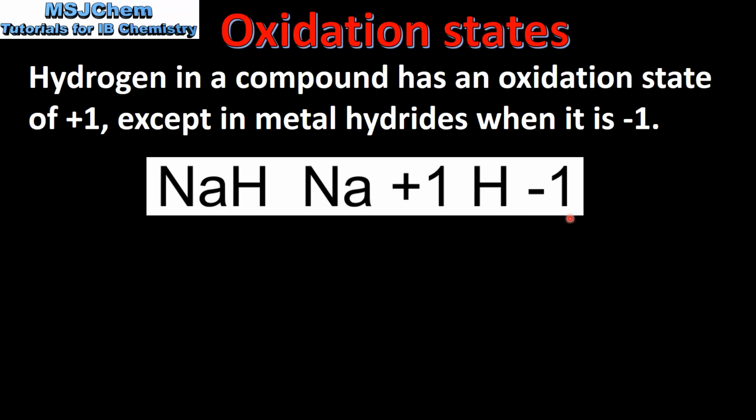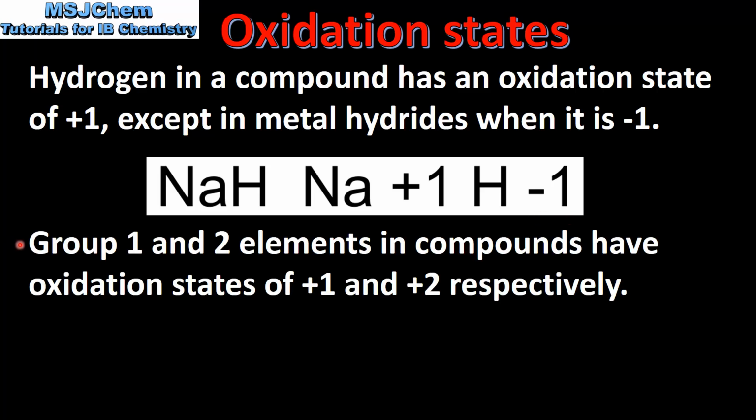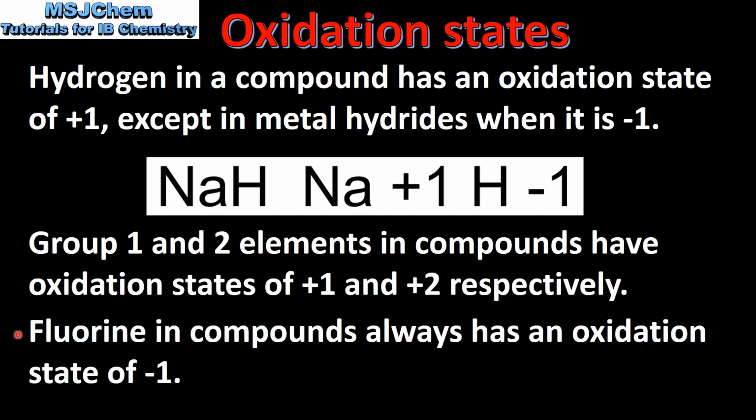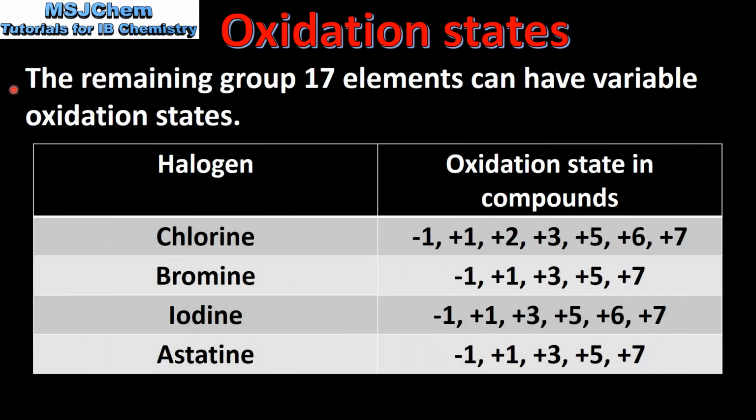Group 1 and Group 2 elements in compounds have oxidation states of +1 and +2 respectively. So sodium has an oxidation state of +1 and magnesium would have an oxidation state of +2. Fluorine in compounds always has an oxidation state of -1. The remaining Group 17 elements, that's chlorine, bromine, iodine, and astatine, can have variable oxidation states.